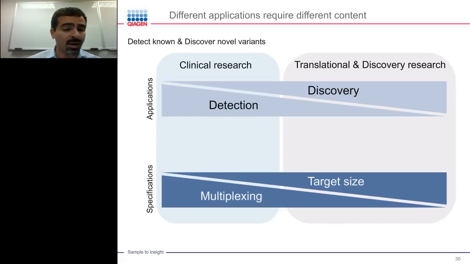Now, each one again has its advantages and disadvantages. If you're looking at a detection type of application, because the target size tends to be small, again, you're looking at those actionable mutations, you can do a very high degree of multiplexing. In the discovery side of applications, your target size generally tends to increase, so your multiplexing capabilities decrease. If you're looking at fewer targets, your multiplexing capabilities increase. But again, you could use panels for clinical research as well as translational research.